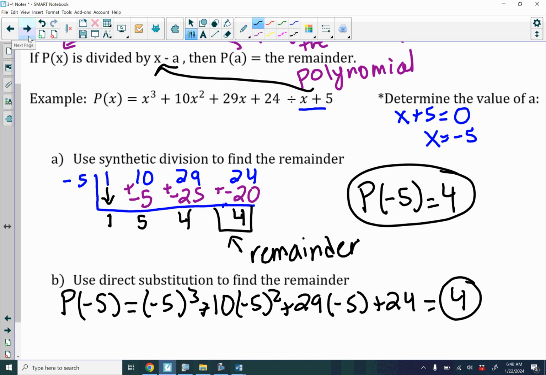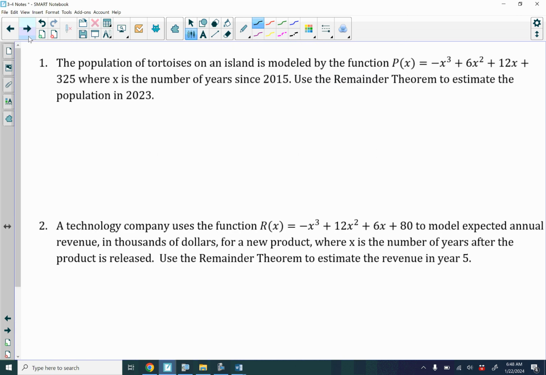And this will get us into another idea we'll talk about later on. Okay, let's keep applying this remainder theorem to a couple of our problems. The population of tortoises on an island is modeled by the function p of x equals negative x cubed plus 6x squared plus 12x plus 325, where x is the number of years since 2015. We're going to use the remainder theorem, what you just learned previously, to estimate the population in 2023.